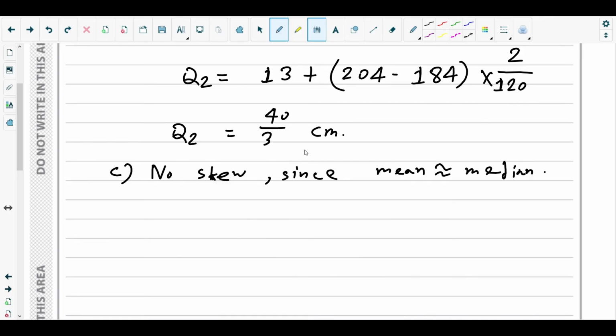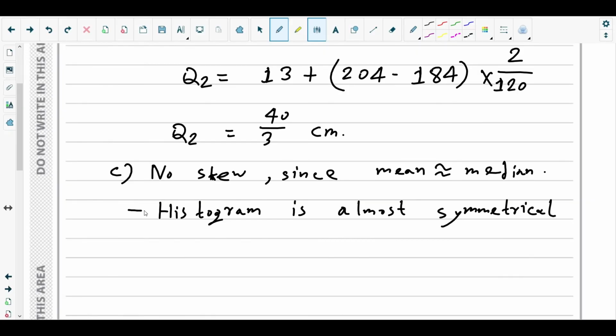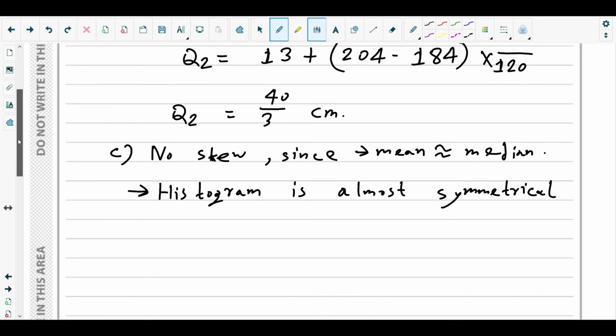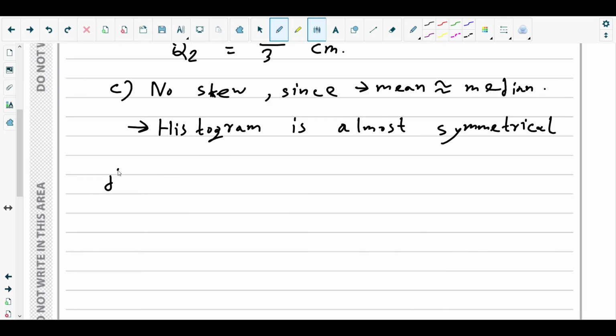And also, if you want to mention the histogram, you can say the mean is almost equal to the median, or you can say the histogram is almost symmetrical. You can say either this one or that one. Okay, for part D. Next.